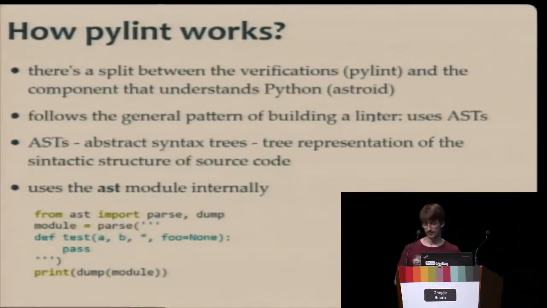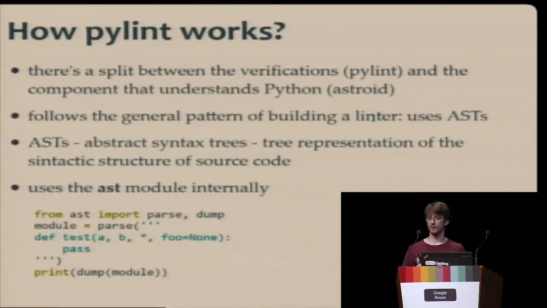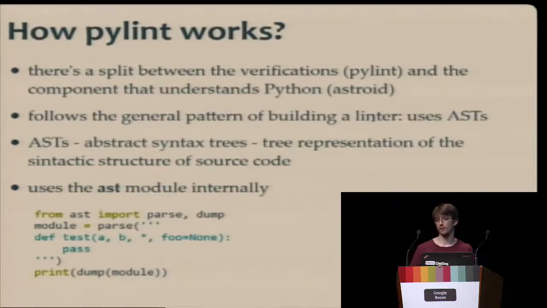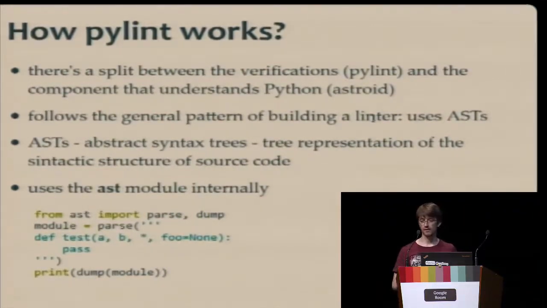Right. And at this point, you might ask yourself, okay, this is cool, but how does it work and why does it work statically? First of all, Pylint is split in two components: the real checker, which is Pylint, with its inference engine, and the component that understands Python, which is Astroid. We're following the general pattern of building a linter. Basically, we're using abstract syntax trees, even though our abstract syntax trees are augmented with a couple of functionalities that help us in building the inference engine.